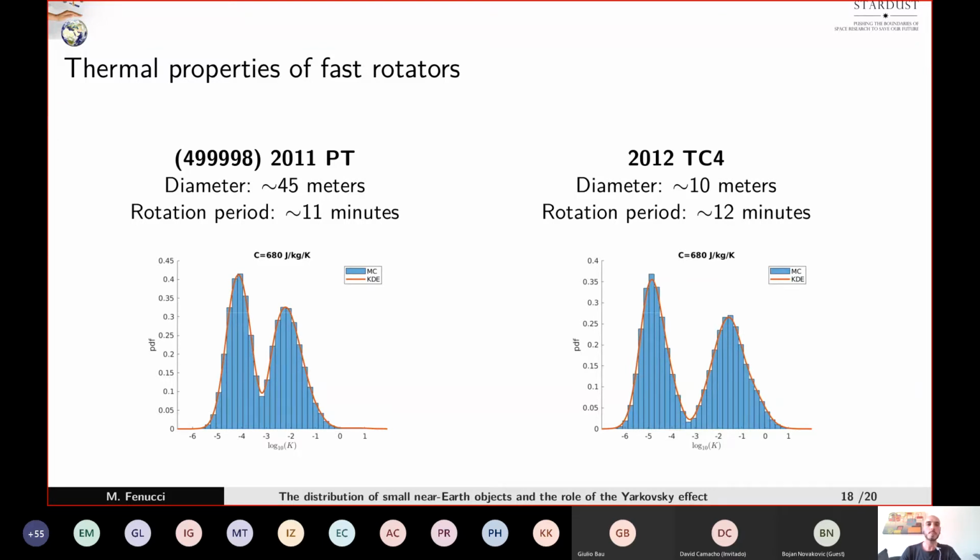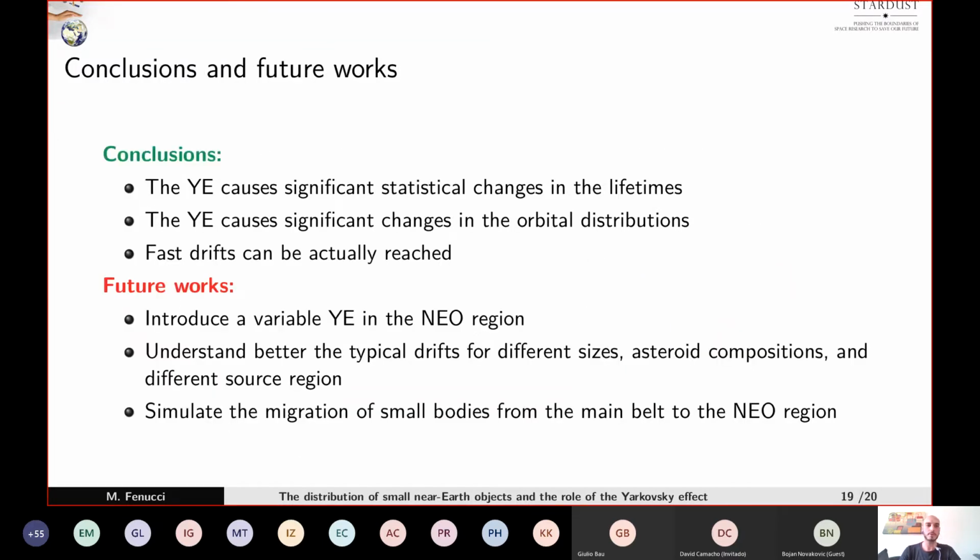So in conclusion, from these considerations and from these simulations, we can conclude that the Yarkovsky effect causes significant statistical changes in the lifetimes and in the orbital distributions, that they need a fast drift to see these changes, and that these fast drifts can actually be reached by small asteroids.